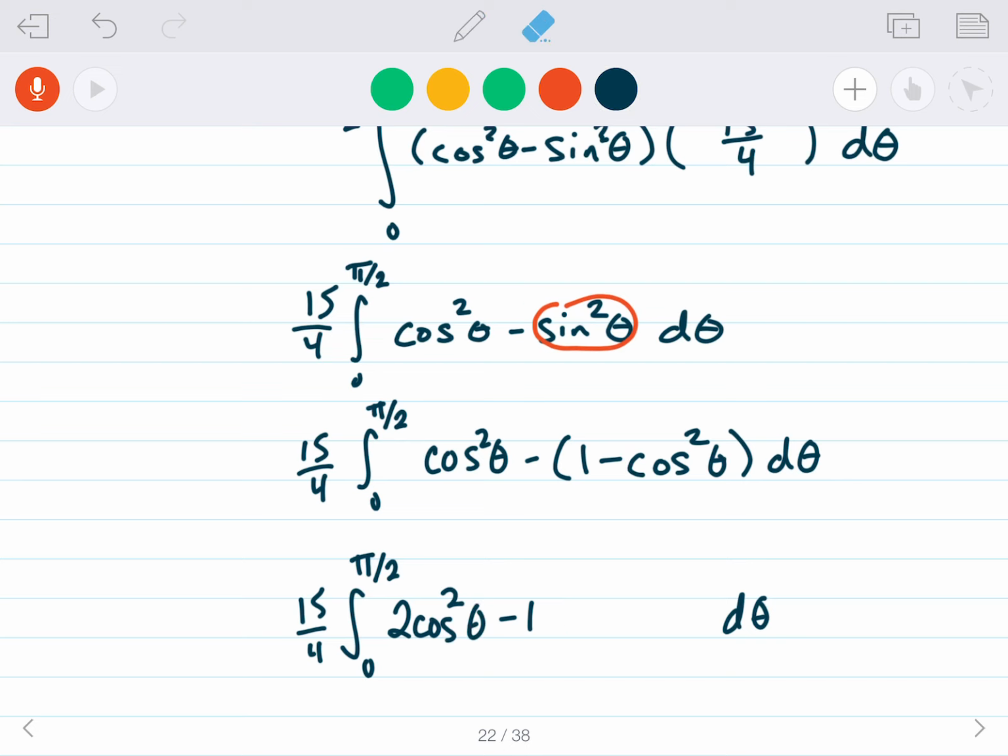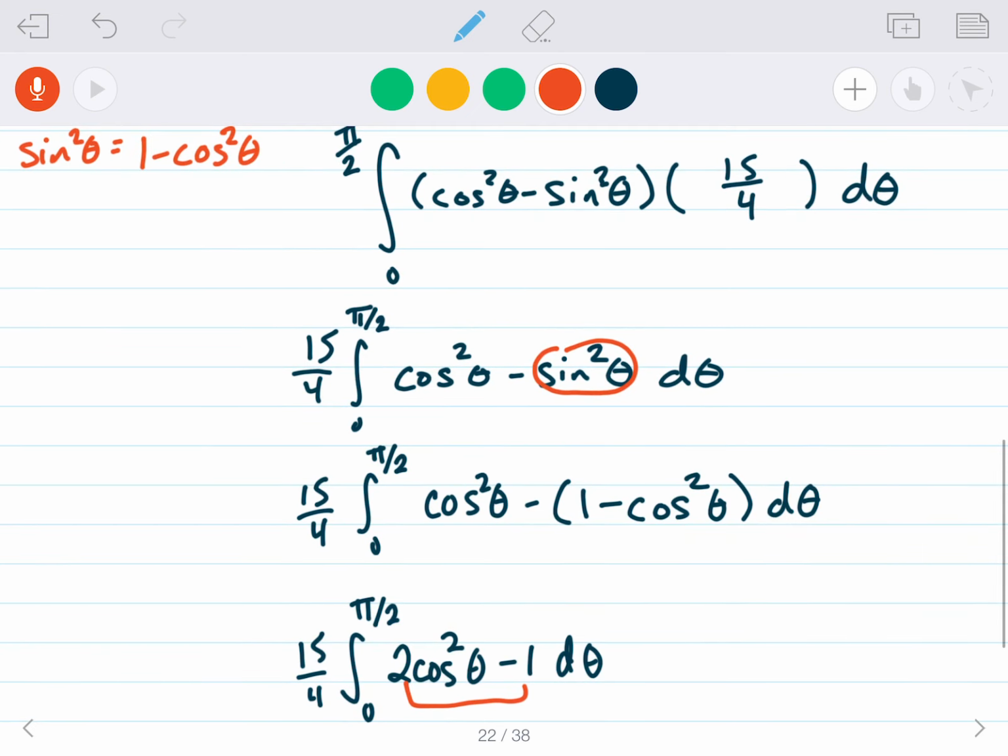And this looks like an identity. I believe this is an identity. Let's double check to see what this is. I'm being a little bit lazy here. I'm just going to look at my identity list. And we're going to hope that it's a double angle identity, because that would be a nice U substitution. Let's see if it works out. 2 cosine squared minus 1. Okay, good. So this is a double angle identity, thank God. We have a double angle identity.